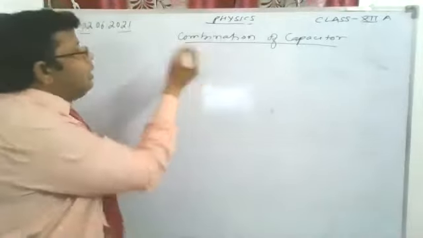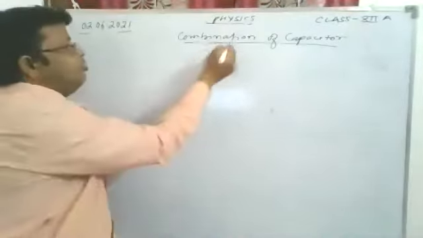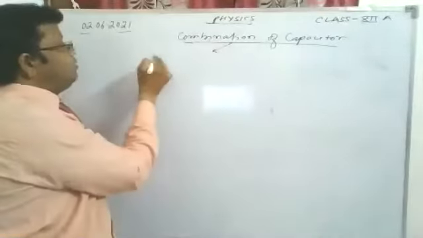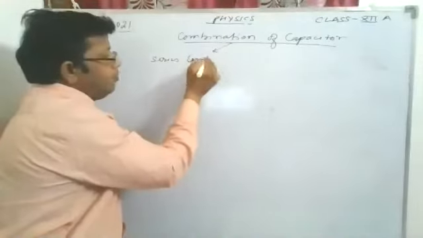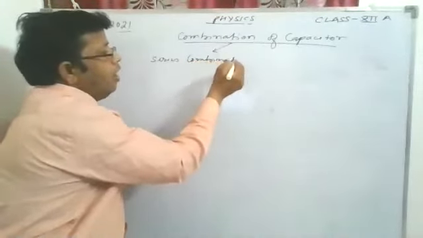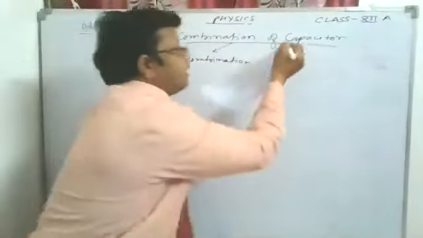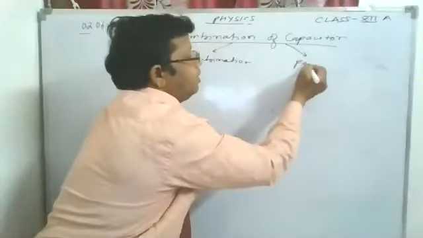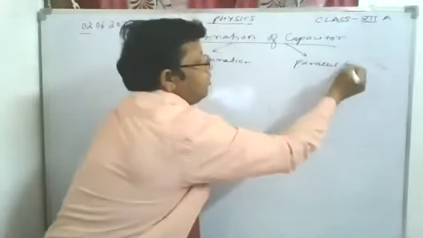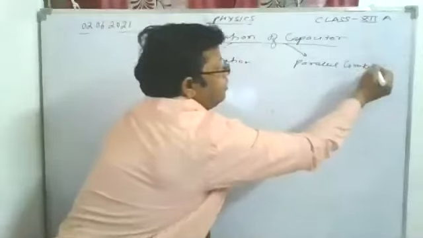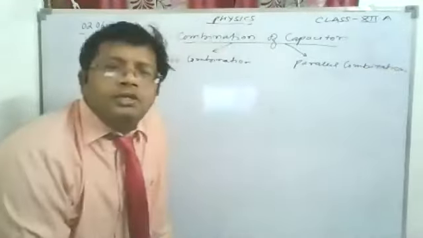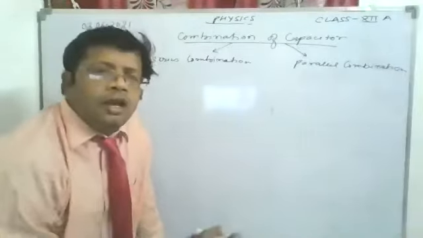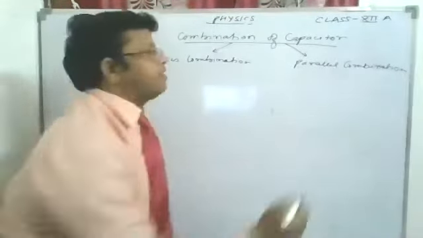Now see here, there are two types of combination. First one is series combination, and second one is parallel combination. See here, beta. In physics, parallel combination means the electrical devices will get the same potential.